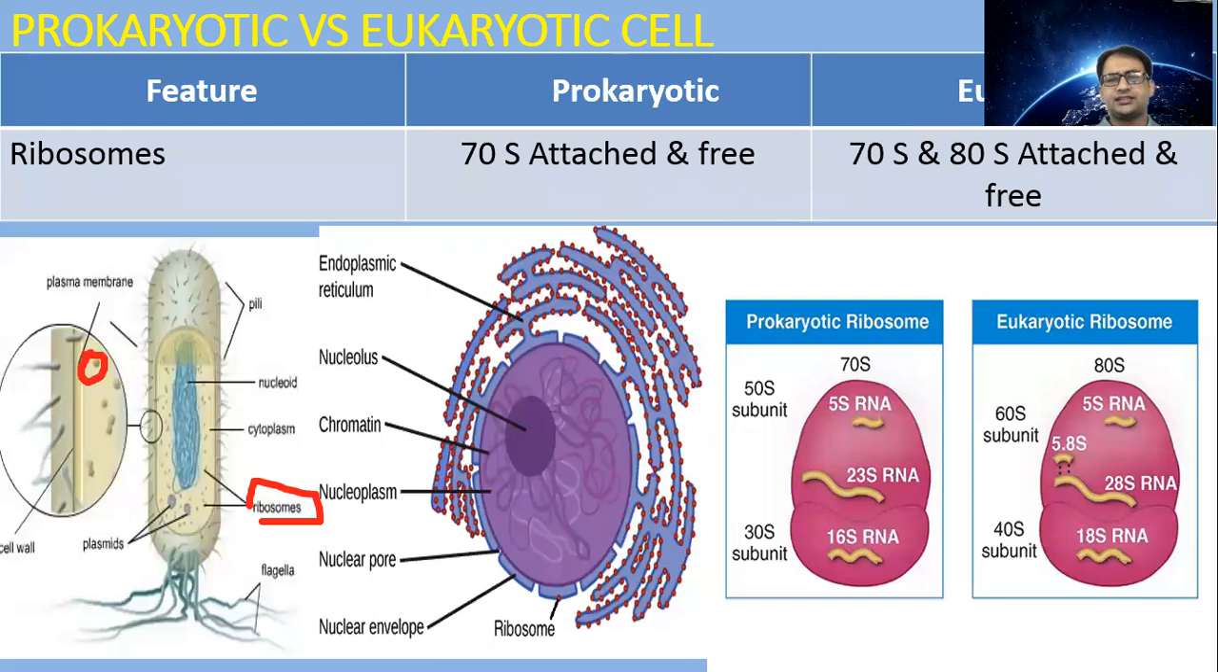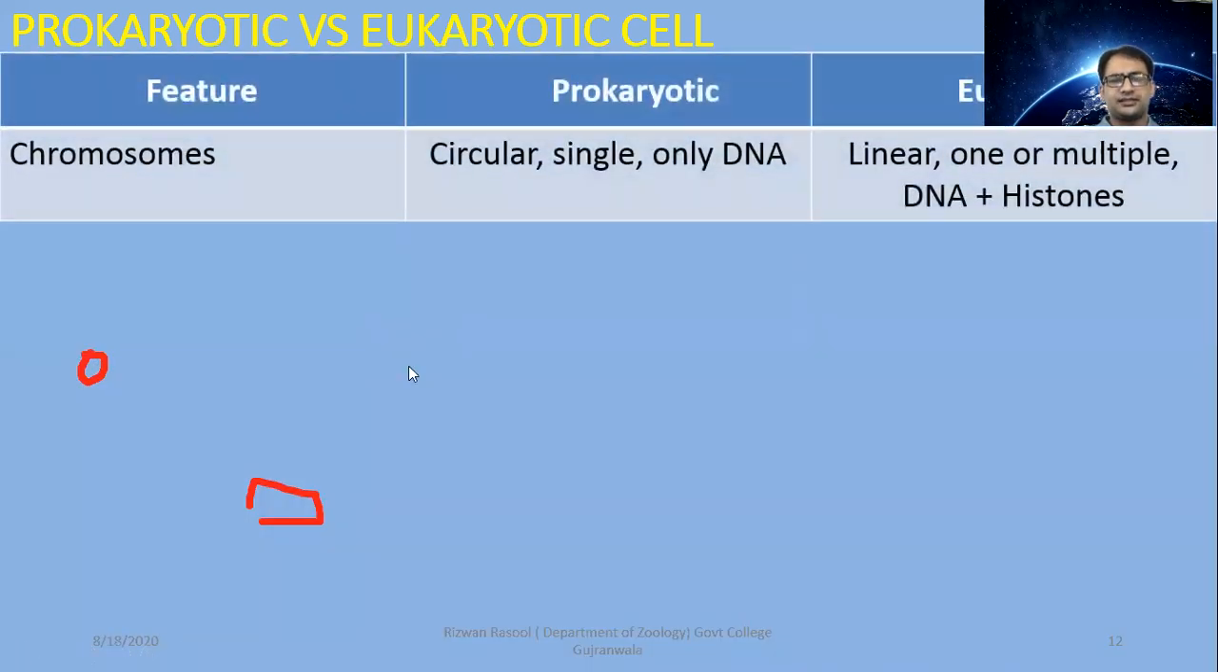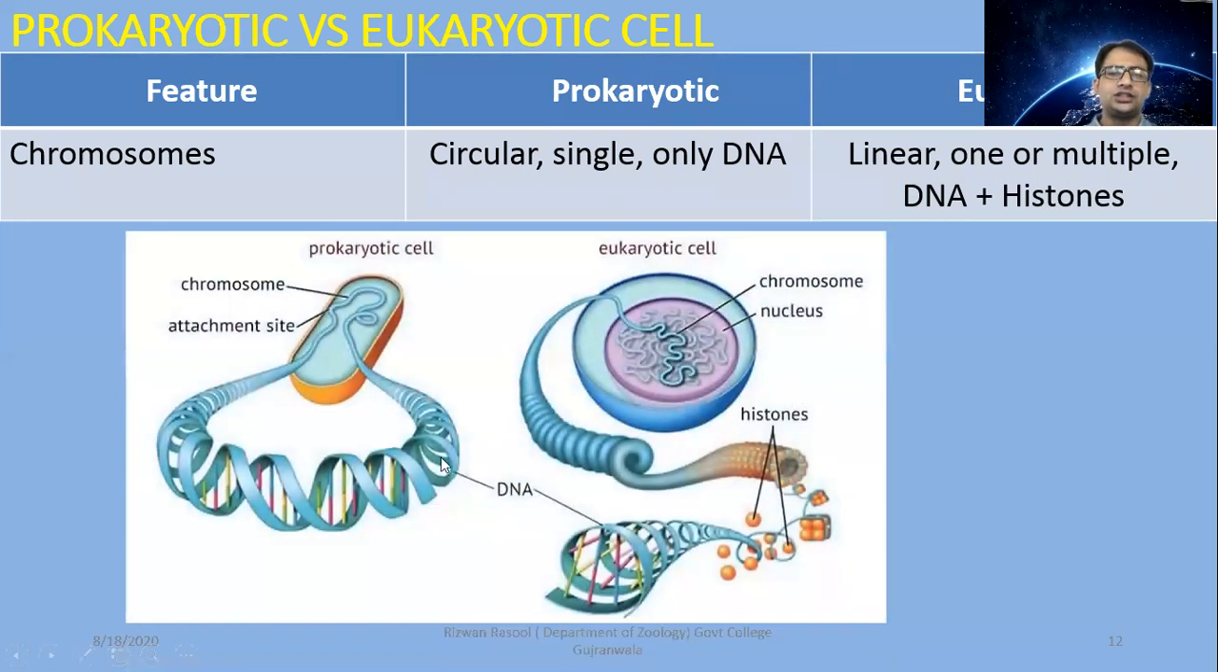The next feature which we can discuss over here is presence of chromosomes as well as their structure. Chromosomes in case of prokaryotic cell, they are circular, single, as well as made up of DNA only. But as far as eukaryotic chromosomes are concerned, they are linear. There may be one or multiple chromosomes, but composition also varies. It is made up of DNA plus histone proteins. While in case of prokaryotic cell, the chromosomes which are circular, they are made up of DNA only. And you can see over here, histone proteins, they are found in case of eukaryotic cells only.